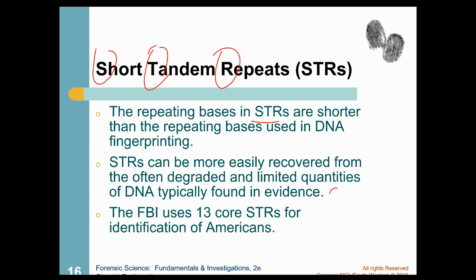This is where you can also pull DNA from a cold case now because of these restriction enzymes and these short tandem repeats. And then again, the Innocence Project, people being set free based on new advances in DNA technology. So the FBI uses 13 core STRs for identifications of Americans. Different countries, the European Union, for example, use different numbers of STRs. But for all intents and purposes, 13 core STRs is enough to prove uniqueness.